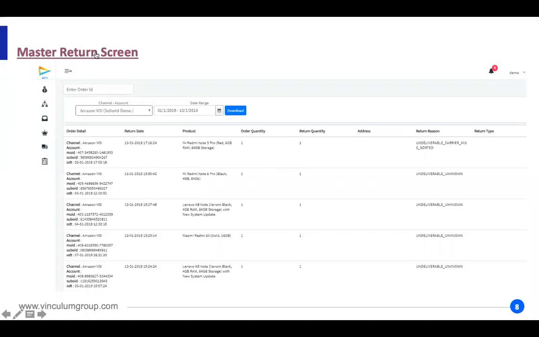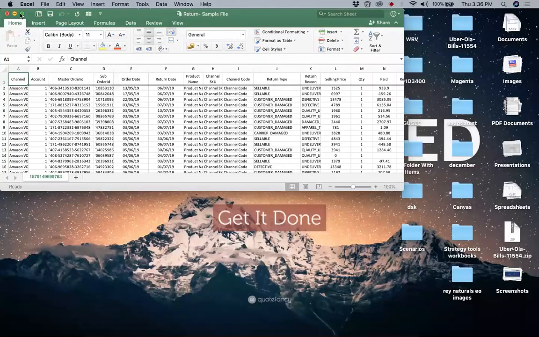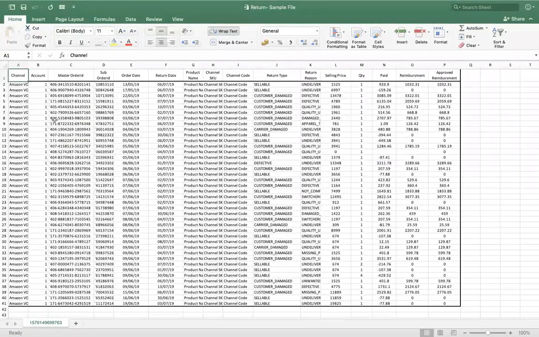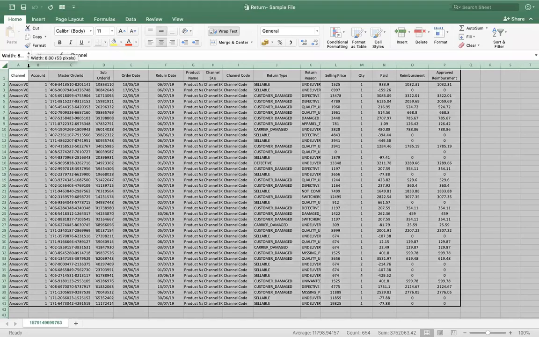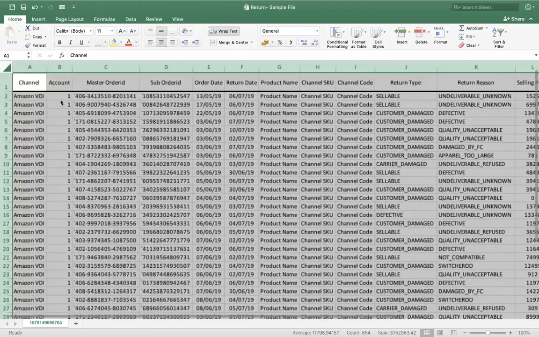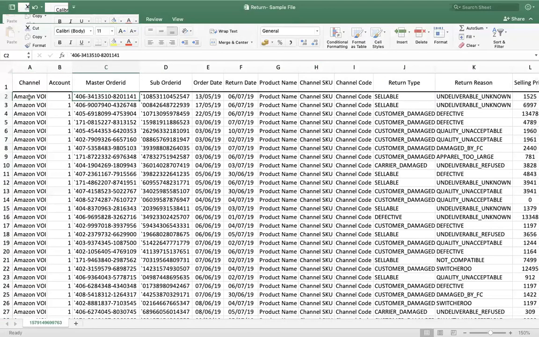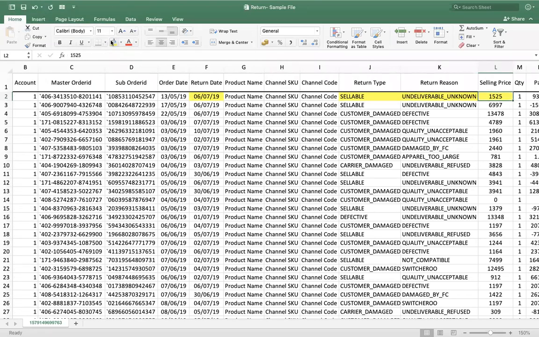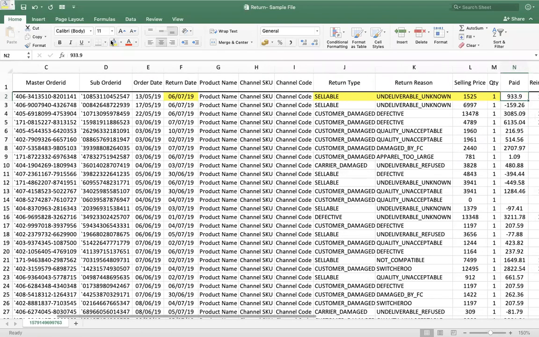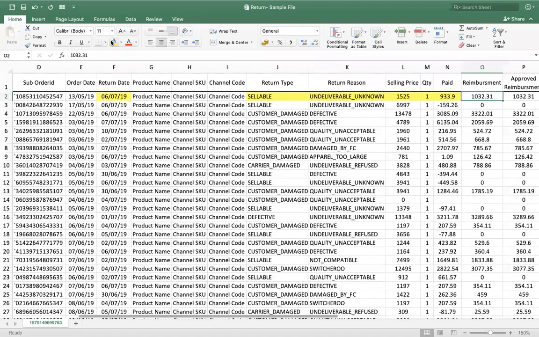So I'll just show you a master return screen as well. Again, the download file is very simple to understand. You will get the entire data of your business. What is the master order ID that was returned? When was the return date? What was the name of the product? What type of return is it? What was the reason for the return? What is the selling price at which this product was originally shipped? How many quantities were shipped? What is it that you have been paid?